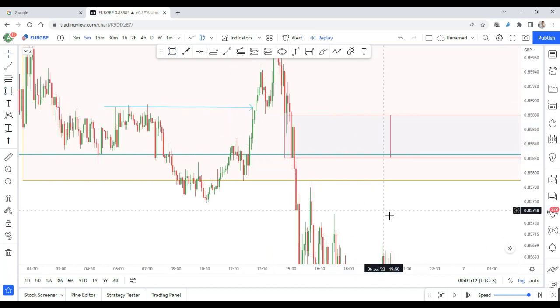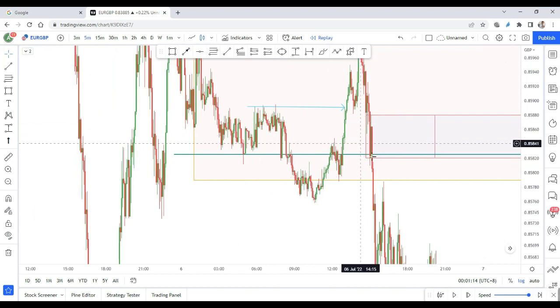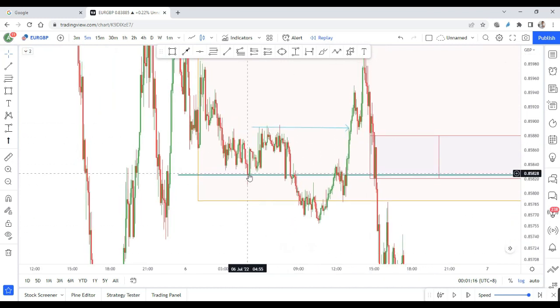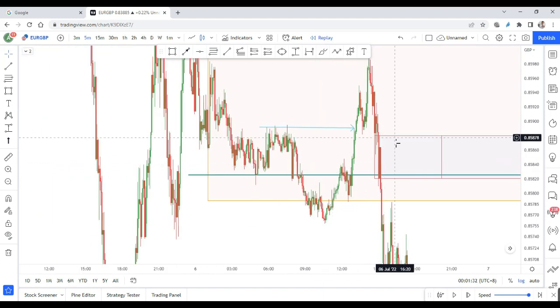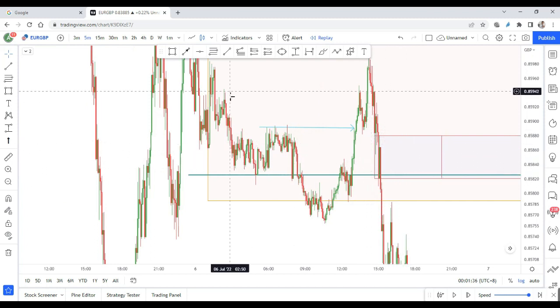So why do I use this zone? Very simple. You can see that this is a QML level. It drops, and when it tries to break, it makes a drop base drop, a very clear drop base drop. Just now on 15 minutes it gave a hint, but on 5 minutes it's more obvious. So this will be my entry point.